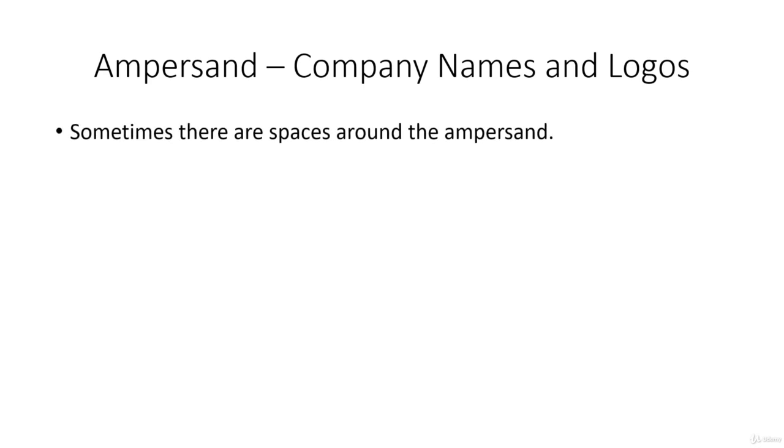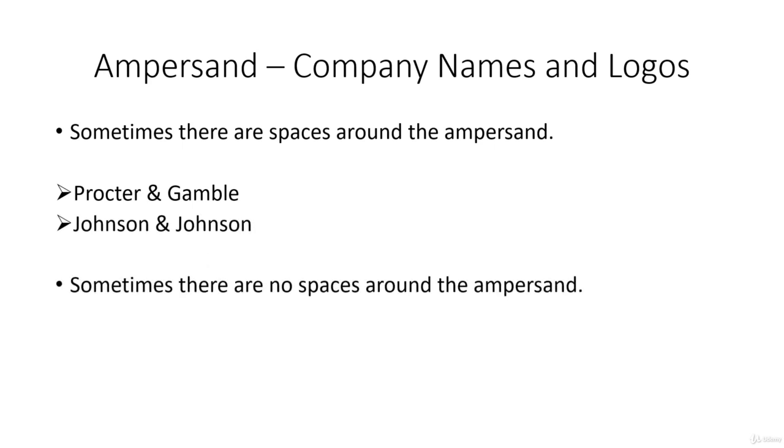But when we look at company names and logos, we'll see there are occasions when there are spaces around the ampersand, as in Procter & Gamble, Johnson & Johnson, and sometimes there are no spaces around the ampersand, as in AT&T and A&M Records. We can see that if the name has real words in the title, then we use spaces around it, and if it's just made up of letters, we don't put spaces around it.